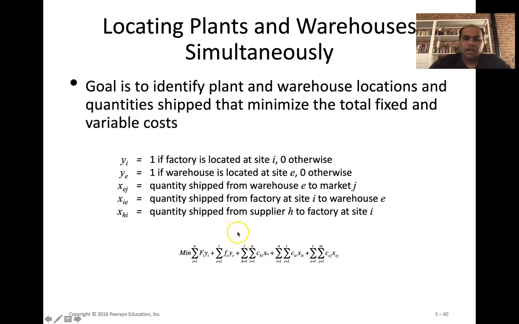That's what you see. And so for all of your y variables, you have fixed cost values corresponding to them, and for all your x variables, you have variable costs associated with that.